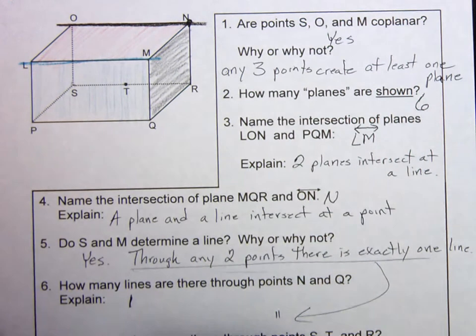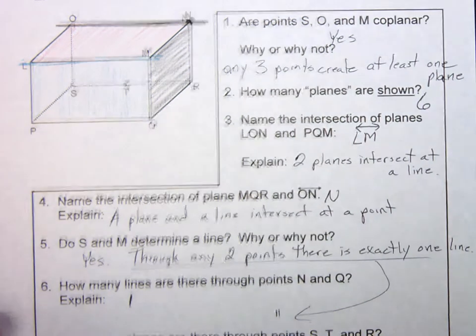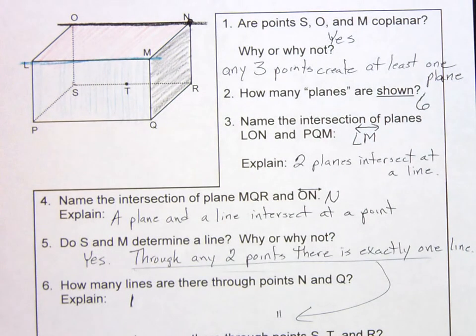Number 7, how many planes are there through points S, T, and R? Again, I don't need to look at the picture too much. There's only 2 options. I do need to check the picture for this. Remember, if the 3 points are collinear, if they're all in a straight line, then there'll be an infinite number of planes that go through those points. If the 3 points are non-collinear, then there'll be exactly one plane. So I just need to check and see if they're collinear.